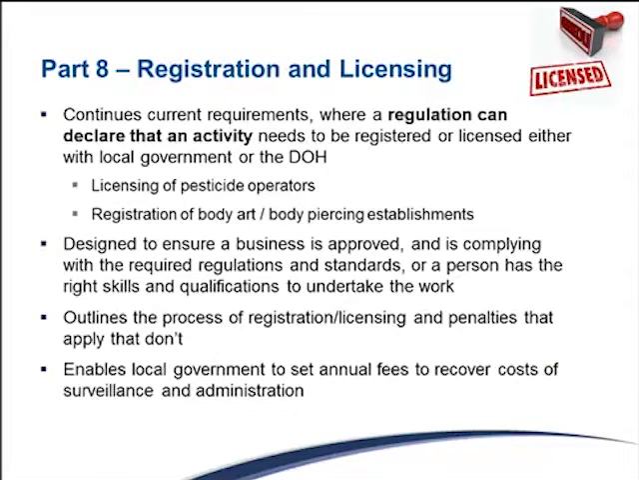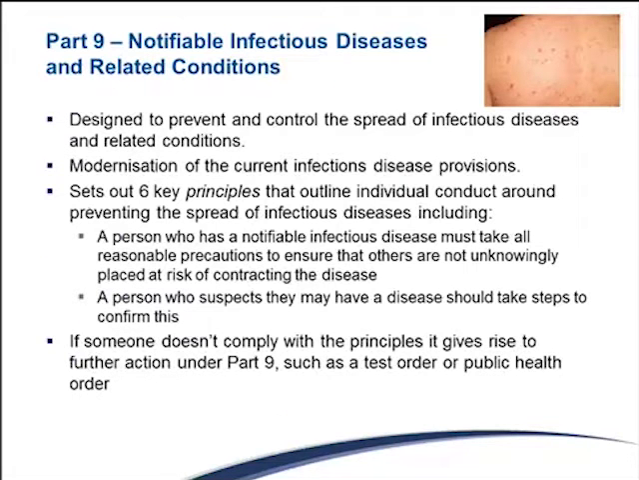Part 8, Registration and Licensing, provides a framework for registration and licensing that can be applied to activities that are declared by the regulations to be public health risk activities. It also ensures that new or emerging risks can be easily captured. Annual fees can be charged by the local government in accordance with the Local Government Act 1995, Part 6, Division 5, Subdivision 2, similar to the operation of the Food Act 2008.